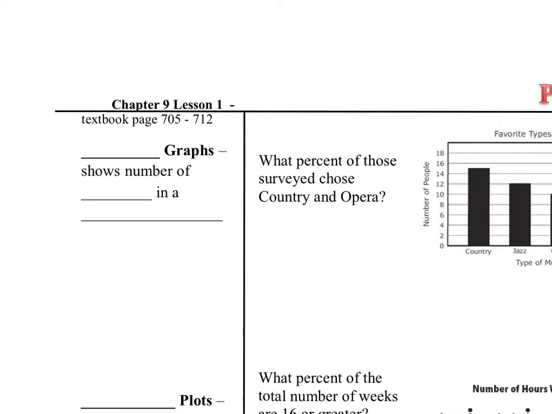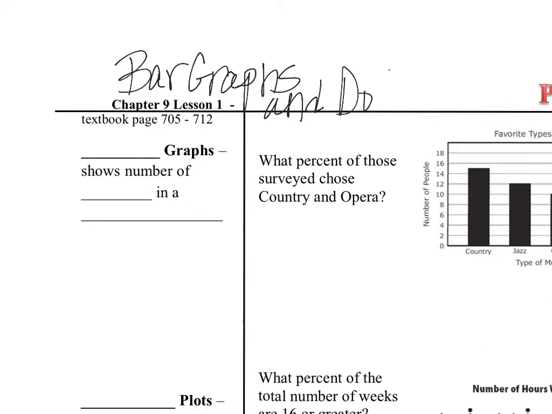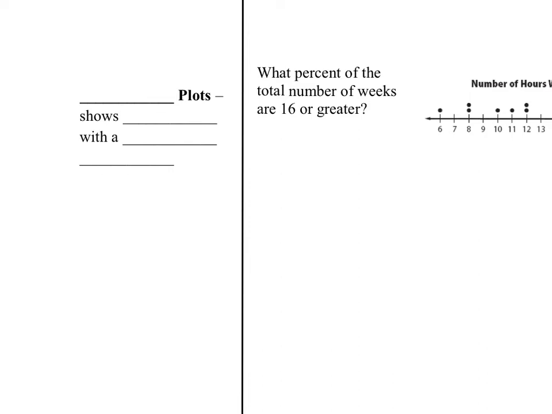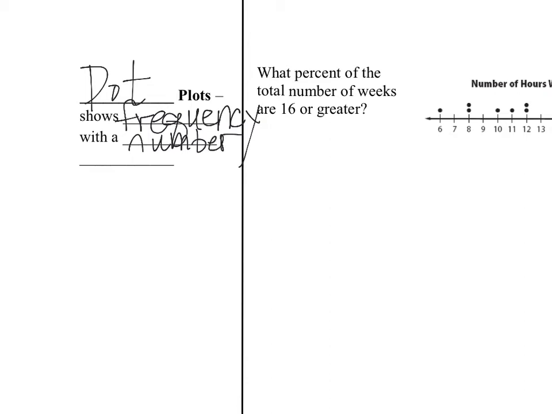Chapter 9, Lesson 1 is on bar graphs and dot plots. Bar graphs show number of items in a category. And dot plots show frequency, with a number line.